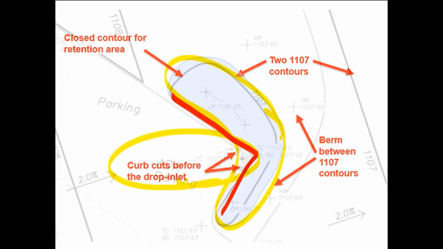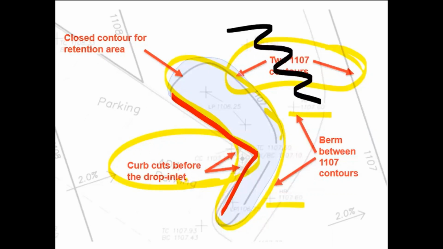We have two contours that will always exist, and they will always be the same in elevation, and that then creates an opportunity to put high points in between, and that becomes the berm that keeps water from overflowing the system. These same parts will exist in all of the retention systems that you design.